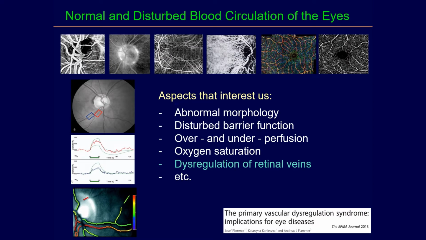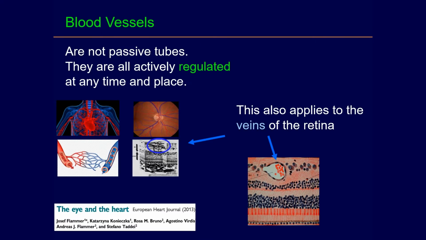When a patient is coming to see me as an ophthalmologist, I focus on different aspects of ocular circulation depending on the patient's disease. We now focus on vascular dysregulation and in particular on dysregulation of the veins in the retina. Blood vessels are not passive tubes. They are all actively regulated at any time and place. This also applies to the veins in the retina here.